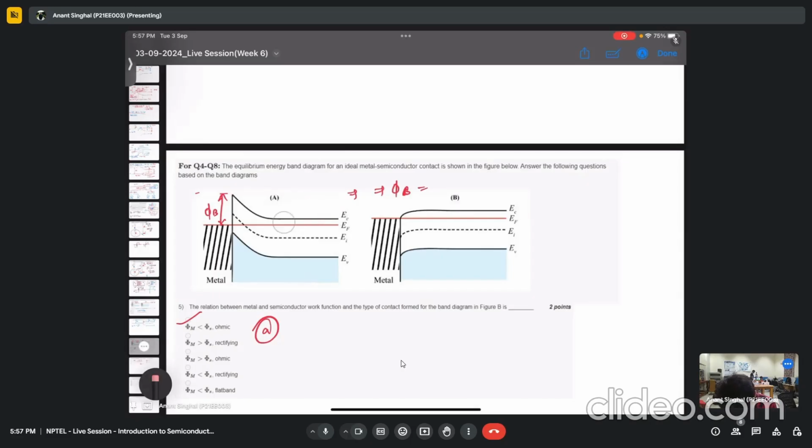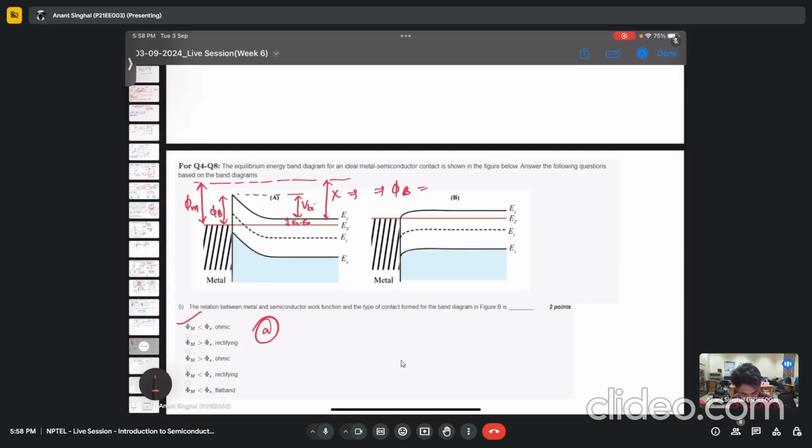maybe I'll make the vacuum over so that there will be no confusion. So let's say this is the vacuum level. So from vacuum to metal, we have phi m. This is the barrier height. This is VBI. This is EC minus EF. And from here to here, we have the electron affinity.